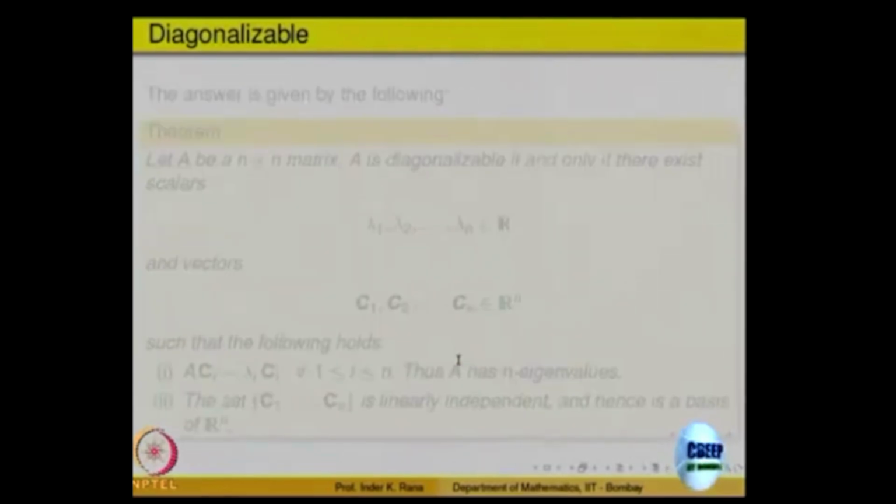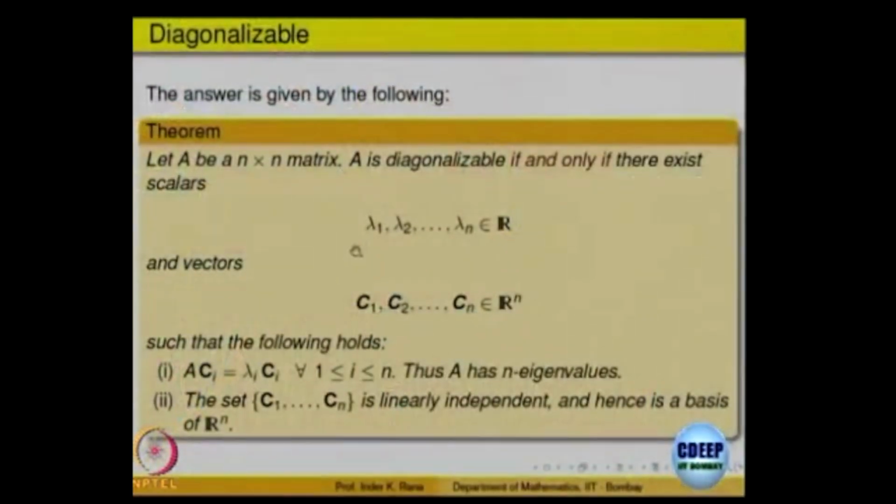And we stated a theorem, and actually we proved it partially. So let us just go through the proof again. If A is an n cross n matrix, then A is diagonalizable if and only if there exist scalars lambda 1, lambda 2, up to lambda n and vectors C1, C2, up to Cn such that the following holds. 1. A applied to the vector Ci is lambda i Ci, and this essentially says that the scalar lambda i is an eigenvalue and Ci is an eigenvector for that eigenvalue.